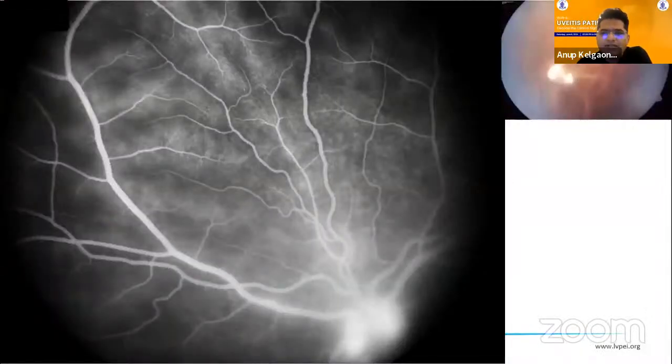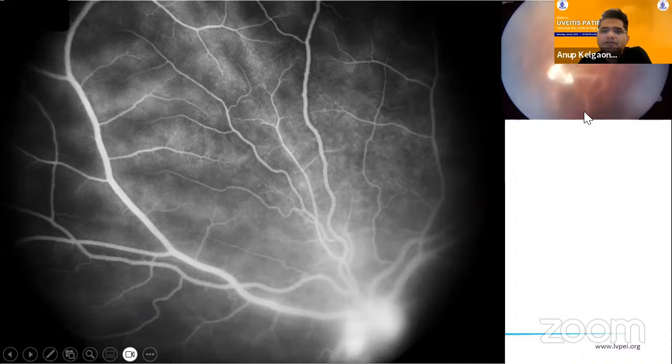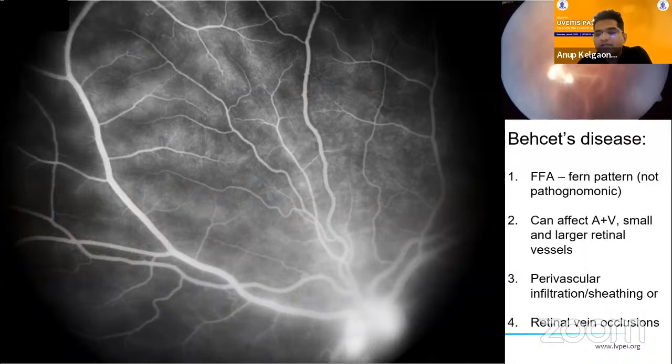Sometimes the retinal vasculitis is seen, sometimes not. That was what I was referring to. Behçet's, sometimes you can see a retinitis with retinal vasculitis. Sometimes it is only in the form of ferning, which is subclinical. You get it on an angiography. So Behçet's can have a fern pattern, not pathognomonic. It can have both artery and vein involvement. It can involve the smaller as well as the larger retinal vessels. This is kind of a specialty of Behçet's.